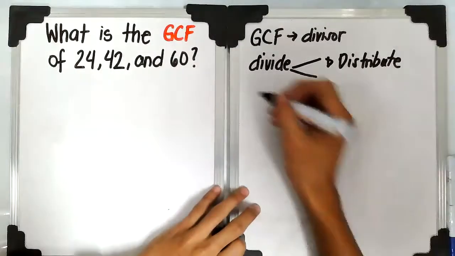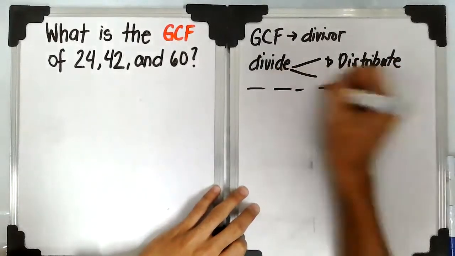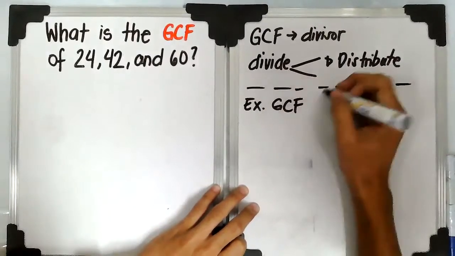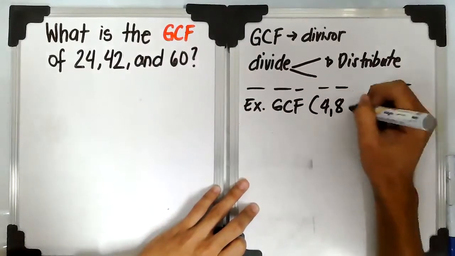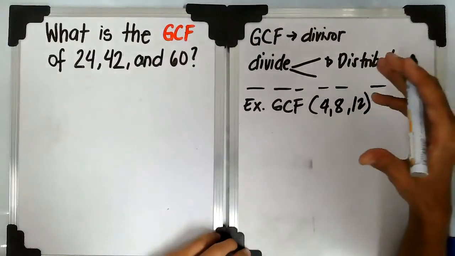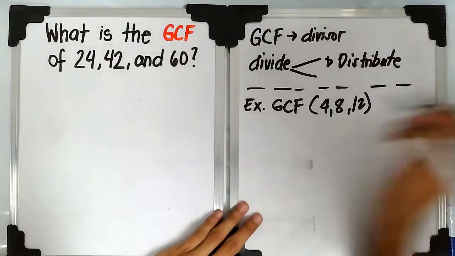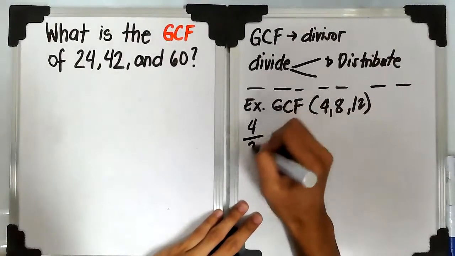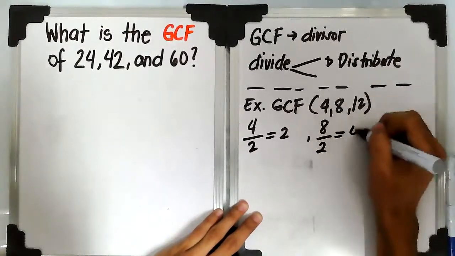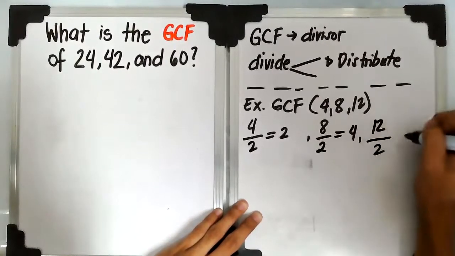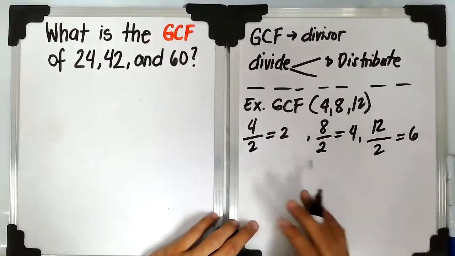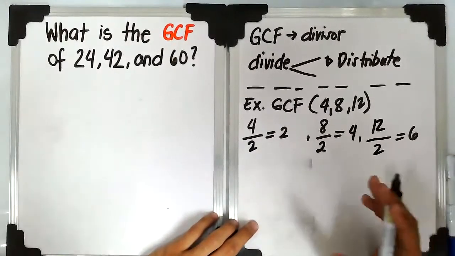Let's get the GCF. Example, we're going to get the GCF of 4, 8, and 12. Since these numbers are even, let's divide them by 2. So 4 over 2 is 2, 8 over 2 is 4, and 12 over 2 is 6. You have answers 2, 4, and 6, and it means 4, 8, and 12 have a common factor, which is 2.